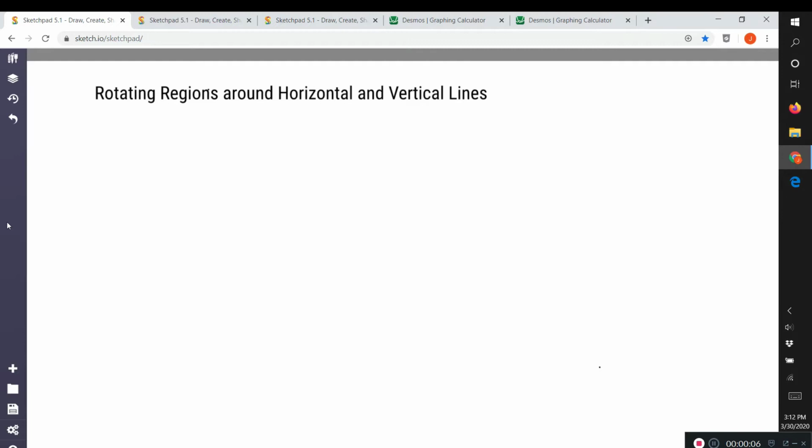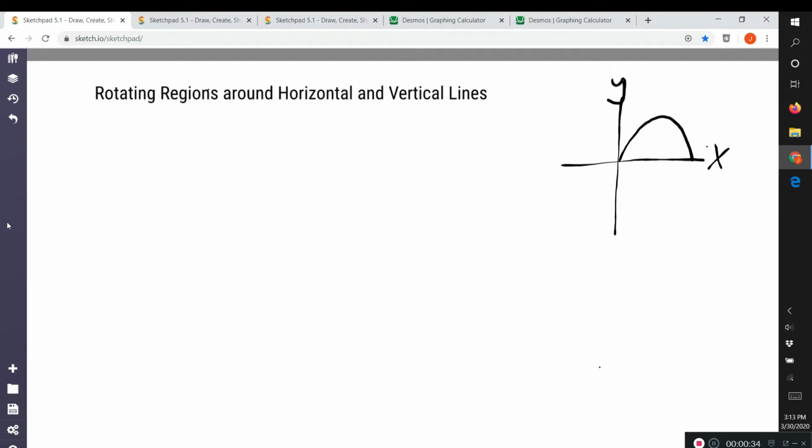What we're going to be talking about today is a particularly tricky part of calculus, rotating regions around horizontal and vertical lines. So we've been talking about if we have a particular region in two dimensions and we want to rotate that around either our x or y axis, that we can use the washer method or the shell method.